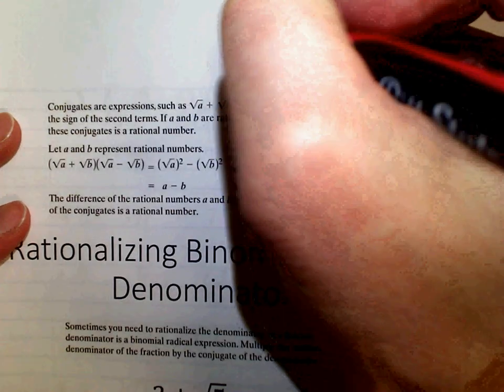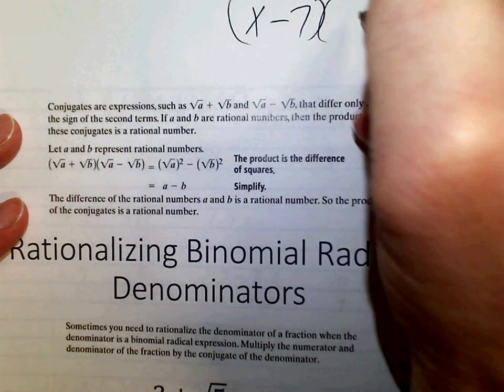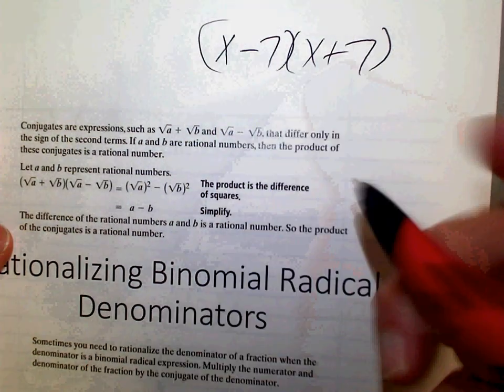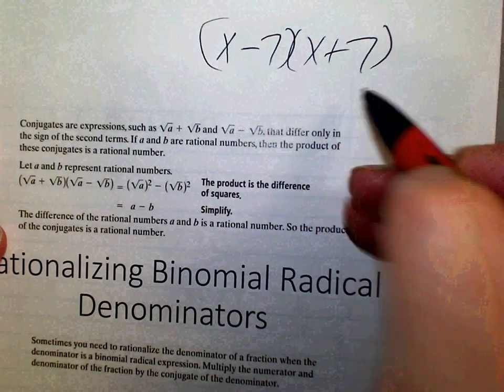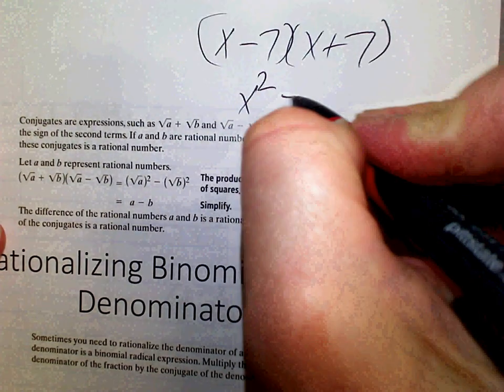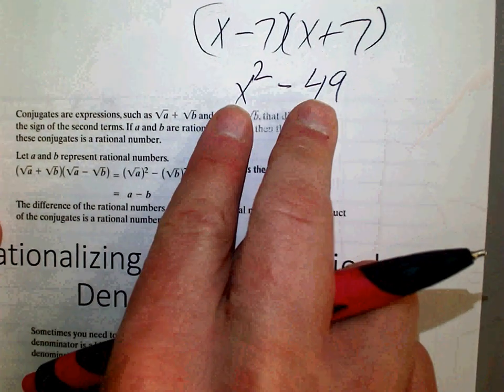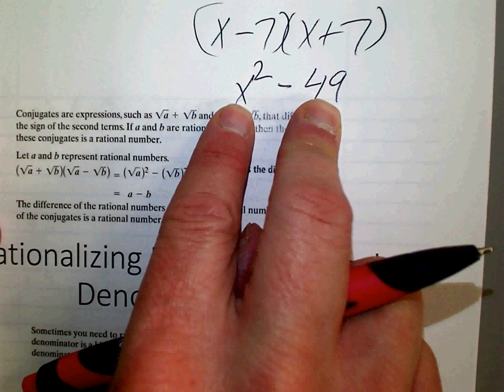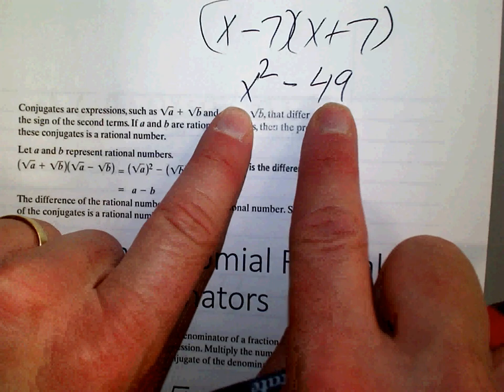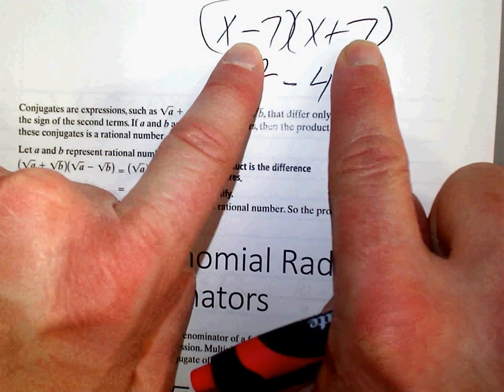What would happen if I took x minus 7 times x plus 7? What would I have? What would the whole thing be? This is a difference of squares. Remember these? The difference of squares is the one binomial that comes from 2 binomials. It's the same binomial with different signs.